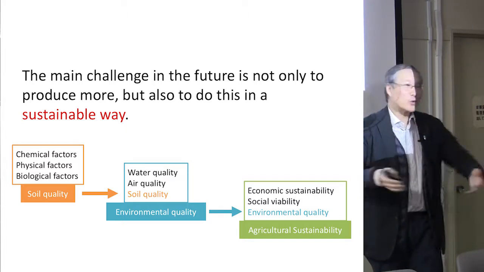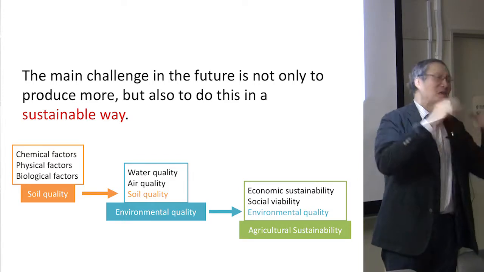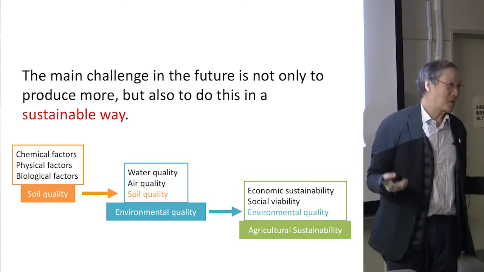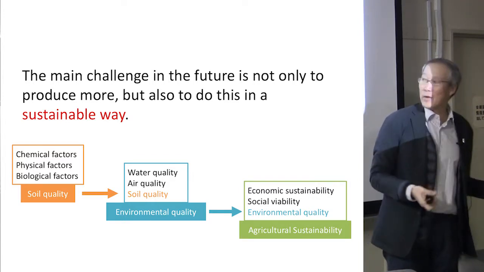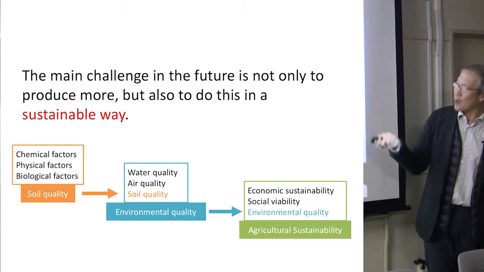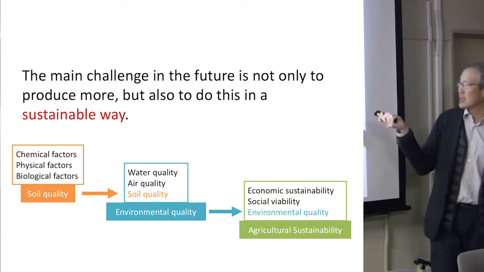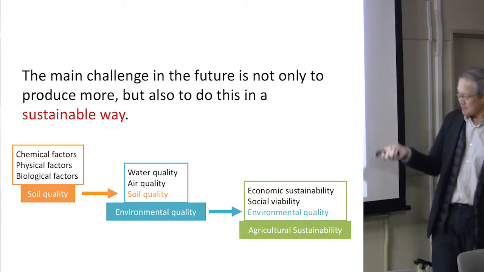What's the use of producing more, and then you also consume more, and then you don't think about tomorrow, you don't think about the future. We have to take care of the soil, take care of the environment, and we can reach our goal of sustainable agriculture.